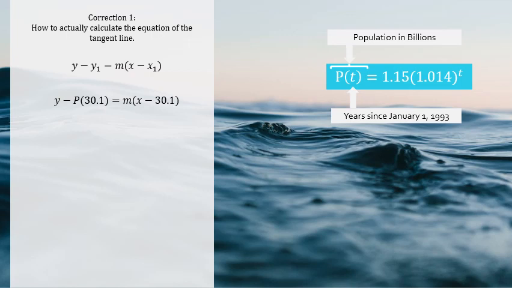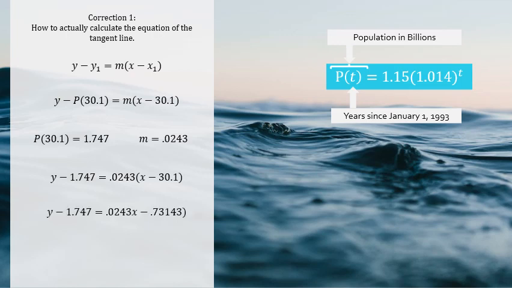So we plug in the y and the x values for where that would be on our graph, and then we calculate them out. So P of 30.1 is going to equal 1.747 in billions, and m, which I already said is the derivative, that's the slope, so 0.0243 is our slope. Plug those numbers in, distribute the m across that equation, and then move this negative 1.747 over to the right, and that is going to give you the equation of the tangent line.